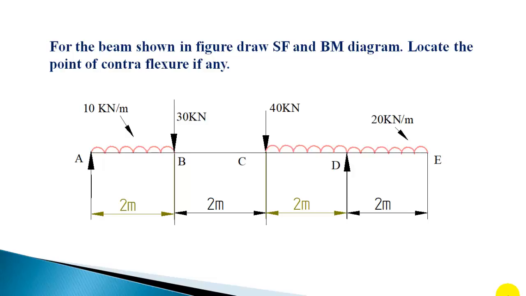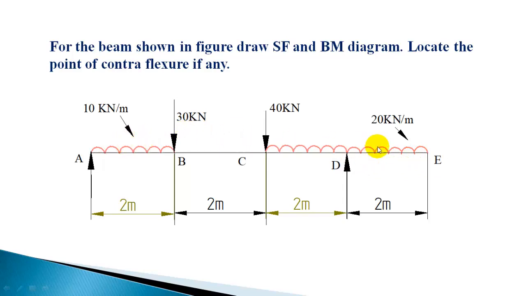Let us start. For the beam shown in figure, draw shear force and bending moment diagram. Locate the point of contraflexure if any. So the beam is supported at A and D. So it is an overhanging beam with a right side overhanging. So D is the portion where it extends beyond the support.